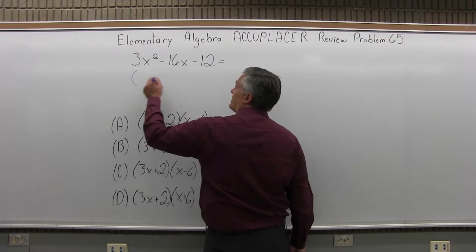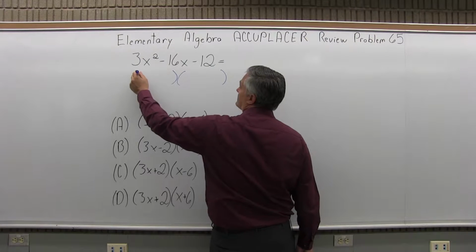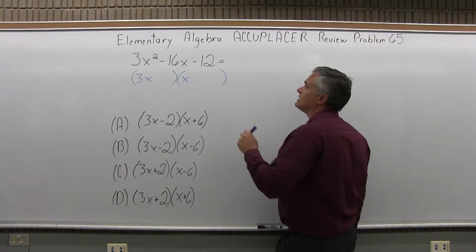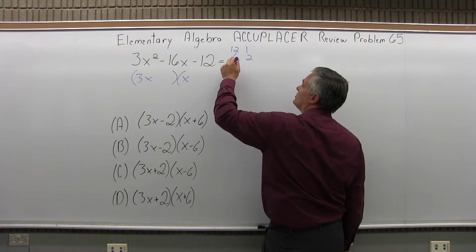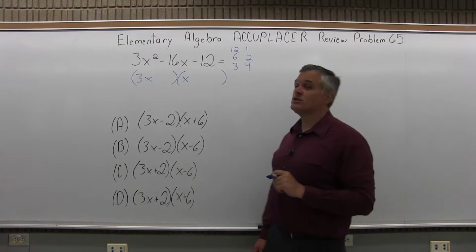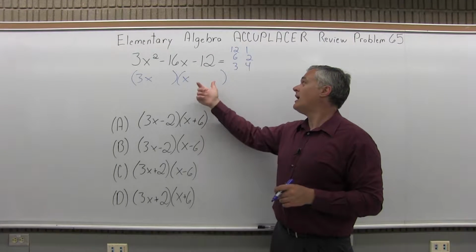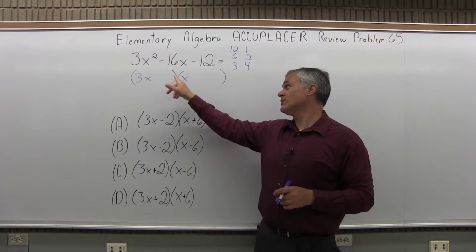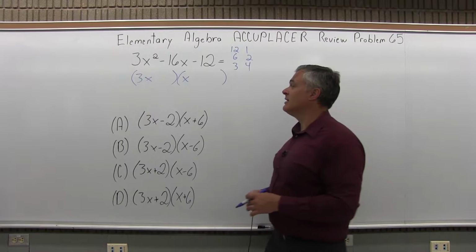So I'm going to set up my parentheses. Now the 3x squared has to be a 3x times x. But the 12, there's so many options. We could go 12 times 1, 6 times 2, 3 times 4. Typically, the smaller numbers are a good place to start. If you start with the 3 and the 4, you'd have to put the 3 in the second parenthesis and the 4 in the first, and also try it the other way around, FOIL it out, see what you get.